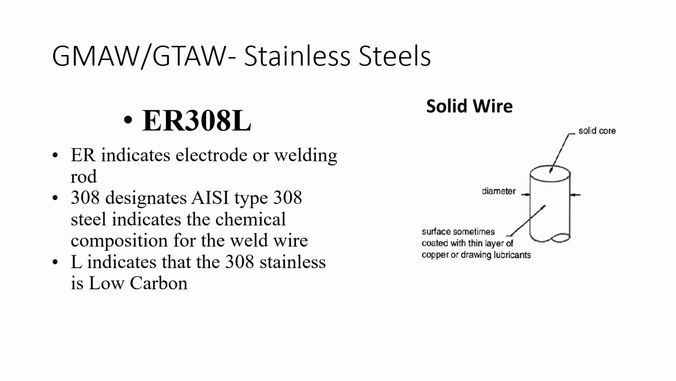So here would be gas metal arc welding, gas tungsten arc welding, stainless steel. So here we have ER. And with stainless steels, we don't do tensile strengths. As far as the identification of the filler material, we just use the chemistry, the trade name, the type of stainless steel. So here we have electrode rod, and then the 308 is an AISI type 308 stainless steel, and it's a low carbon steel.